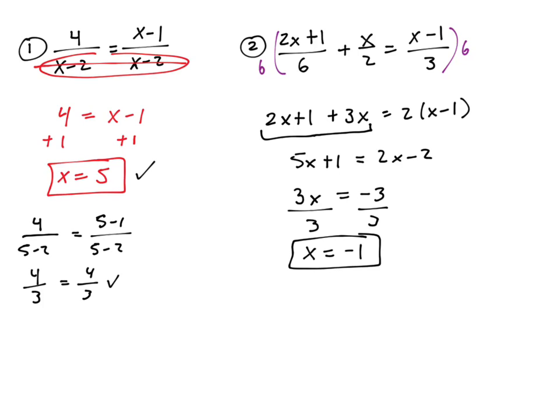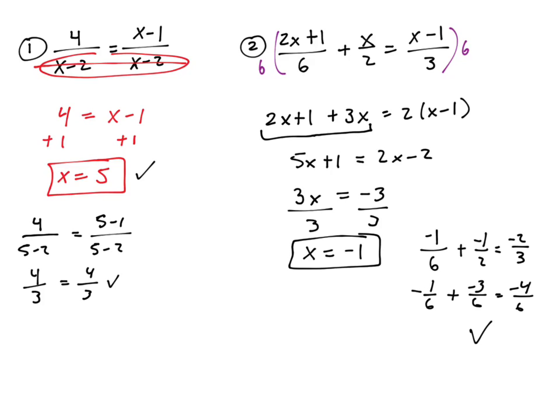And so plugging in negative 1, that's going to give us negative 2 plus 1 is negative 1 over 6 plus negative 1 over 2 equals negative 2 over 3. Well, in this case, if we put common denominators here, this is negative 1/6 plus negative 3/6 equals negative 4/6. And I can see this already works, so we're good. So this is a good solution.